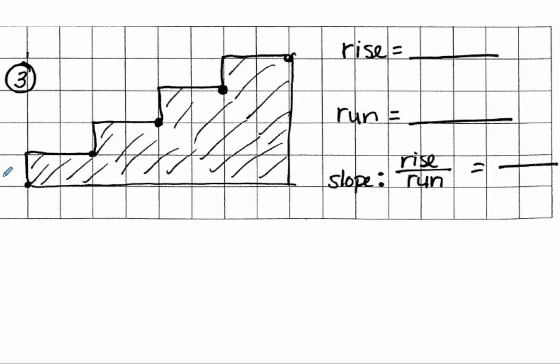Let's go ahead and try this one. So for number 3, we go up 1 over 2. Up 1 over 2, up 1 over 2, all the way across. That means our rise is 1, our run is 2, and our slope is going to be 1 over 2, 1/2.